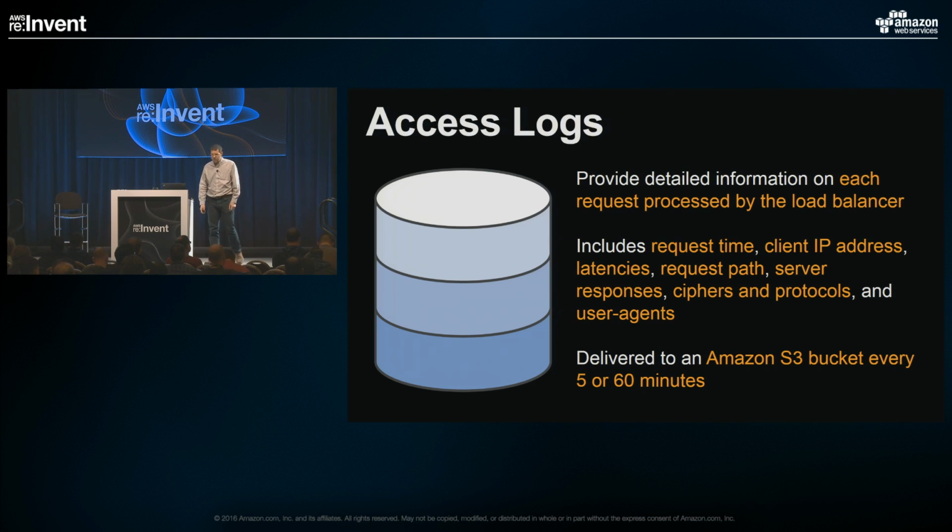It includes a lot of stuff: request time, client IP, latencies, request path, server responses, ciphers, and protocols. So we actually tell you what cipher and protocol that client negotiated with. So if you want to turn off a cipher but you want to know who you're going to impact, you can turn on access logs and have a look, and decide whether you should really disable SSL v3. Do you have any customers out there that would not be able to use that?